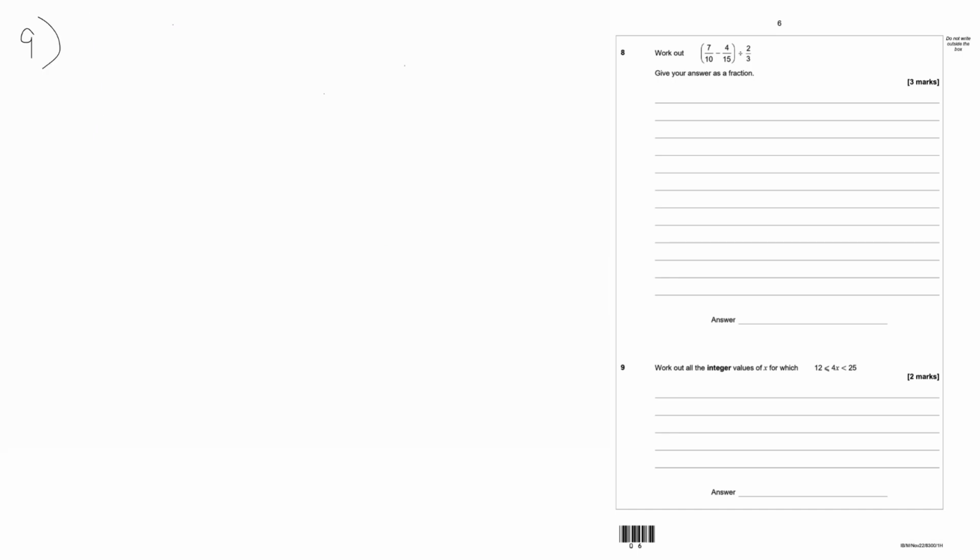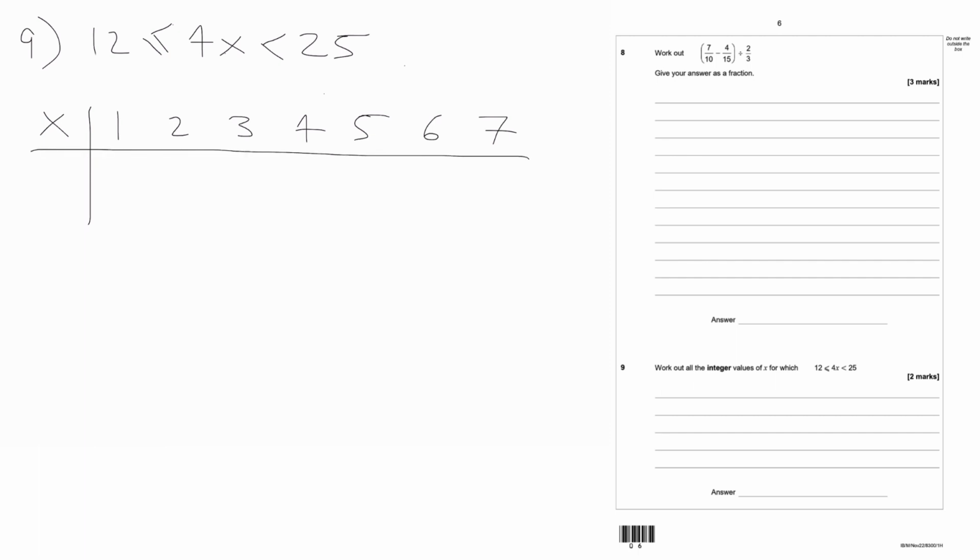So moving on to question 9, and we're asked to find all integer values of x which satisfy the condition that 4x is equal to or greater than 12 and less than 25. So what I'm going to do here is plot out some values of x and the corresponding values of 4x. So I've got x, and let's just go up to 7 for now, and we can add more if we need to.